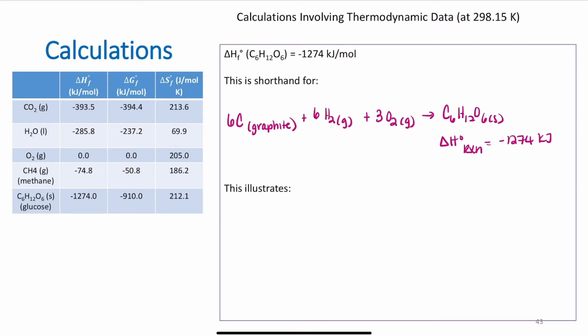This illustrates that formation reactions, which is what this is, the formation of 1 mole of your desired product, delta H formation, are often hypothetical or idealized. This reaction isn't going to actually happen this way. 6 moles of carbon does not react with 6 moles of H2 to form 3 moles of O2. However, the delta H formation value for this compound is still a true value.